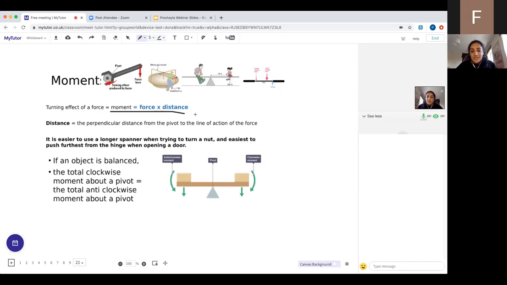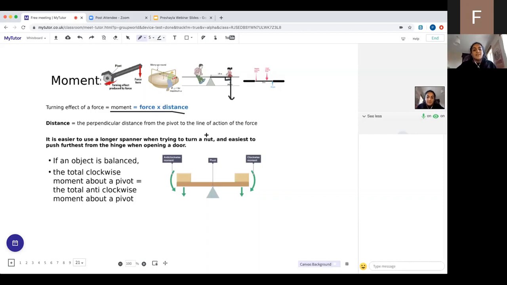Remember, distance is not just any old distance. Distance is the perpendicular distance from the pivot to the line of action of the force. So the force here acts downwards, and the perpendicular distance is that one because they're at right angles to each other.